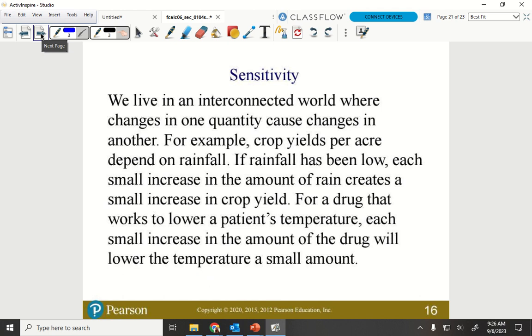And sensitivity. Okay, so we live in an interconnected world where changes in one quantity cause changes in another. For example, crop yields per acre depend on rainfall. Each small increase in the amount of rain creates a small increase in the crop yield. For a drug that works to lower a patient's temperature, each small increase in the amount of the drug will lower the temperature a small amount. Sensitivity.